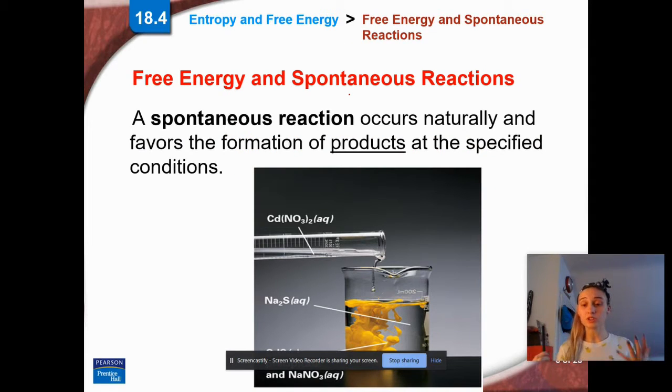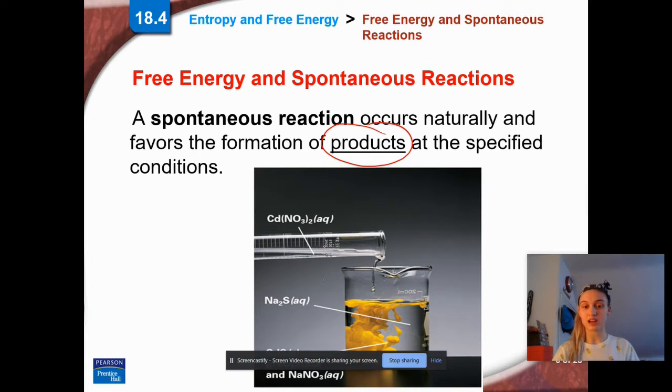Okay, so the first thing we're going to talk about in this section is spontaneous and non-spontaneous reactions. Spontaneous reactions are reactions that occur naturally, and they don't really need any extra energy for help. And so spontaneous reactions favor the formation of products at specific conditions.